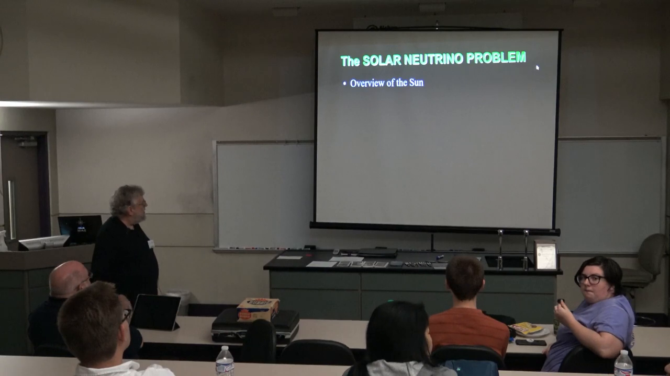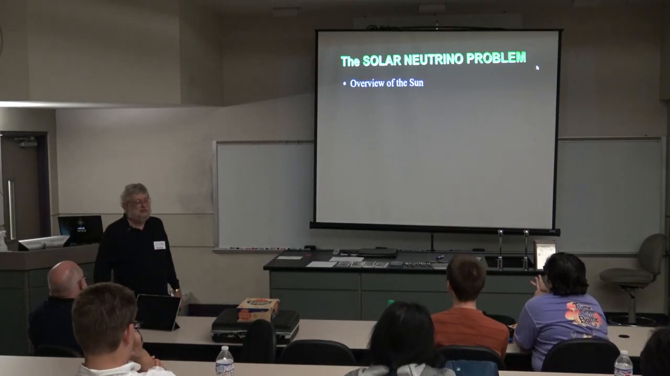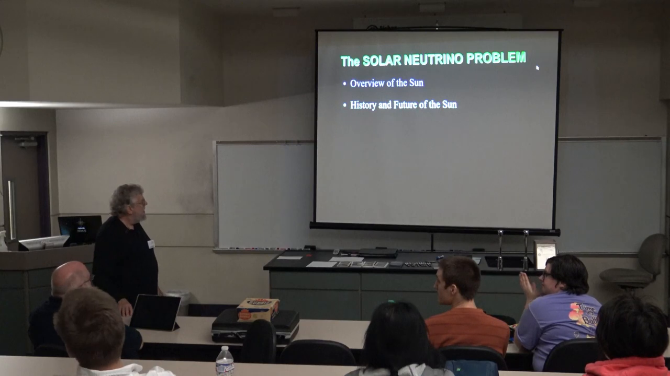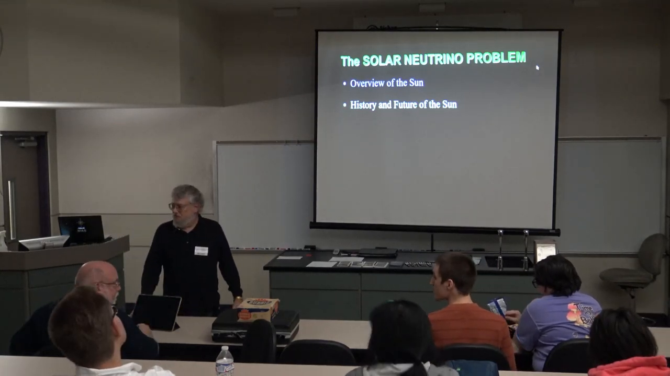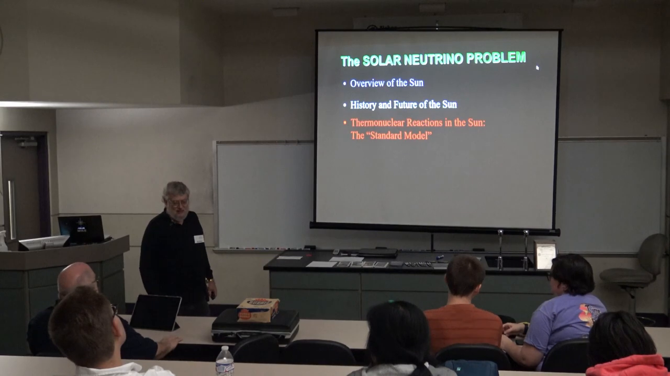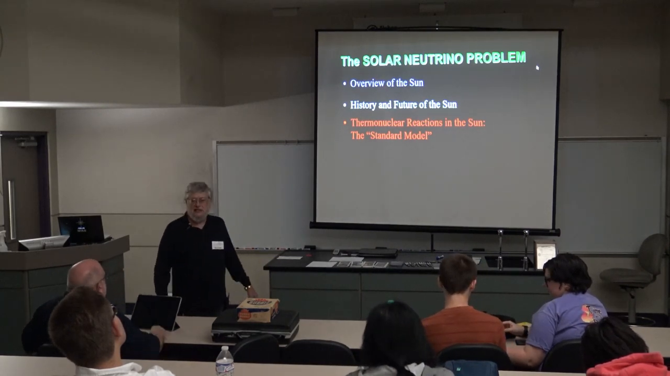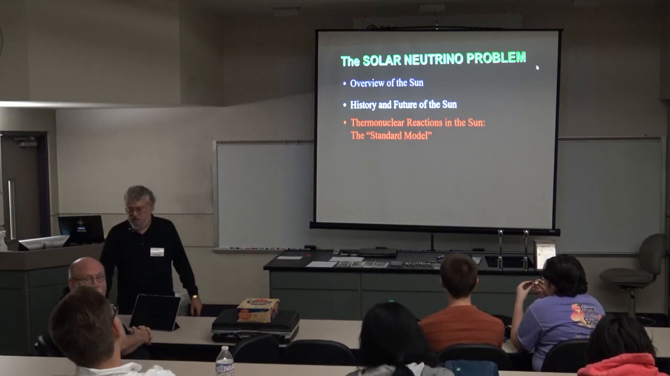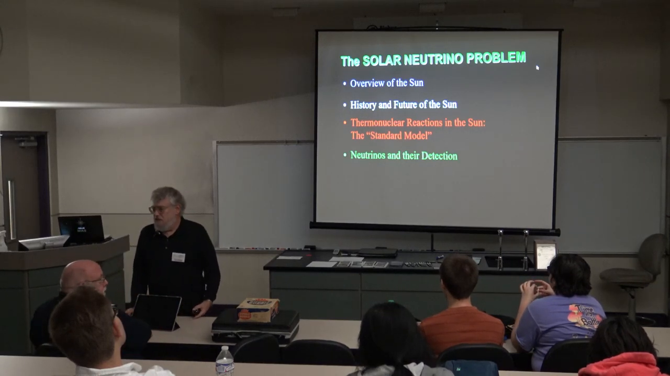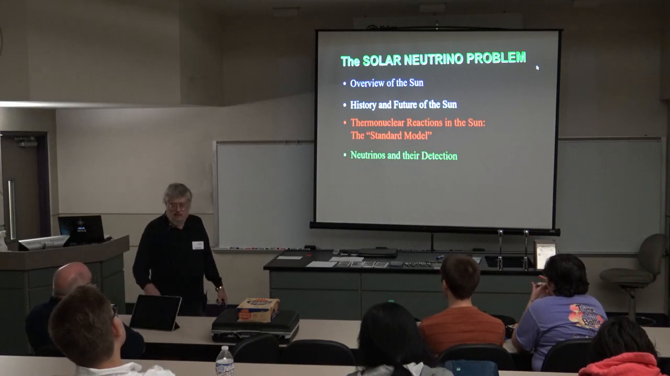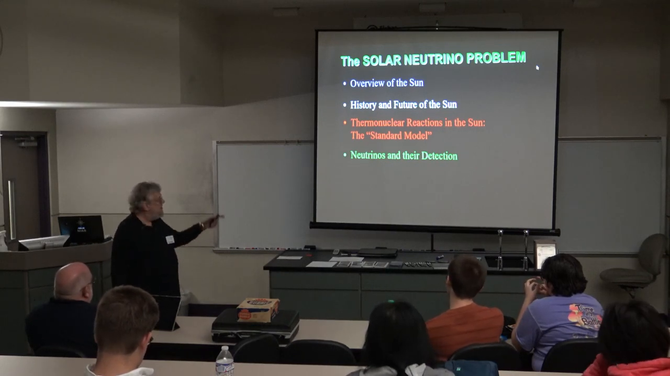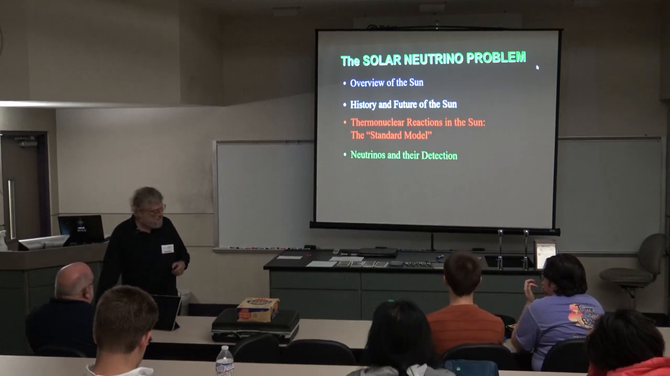Okay, the solar neutrino problem. First, we need to look at a little bit about what the sun is, and then what it does and how it does it, where it came from, and what's in store for the sun. The heart of this is the thermonuclear reactions that take place within the sun and allow it to give forth its heat and light. And part of what goes on in those reactions is the production of neutrinos. We need to devote a little time to just what they are and how you would go about detecting them to see if the theory of the thermonuclear reactions is correct.